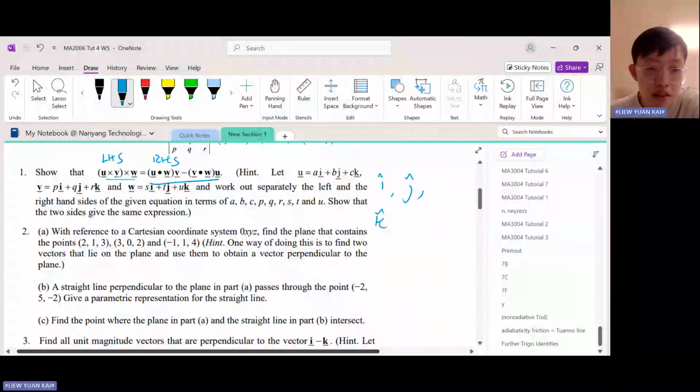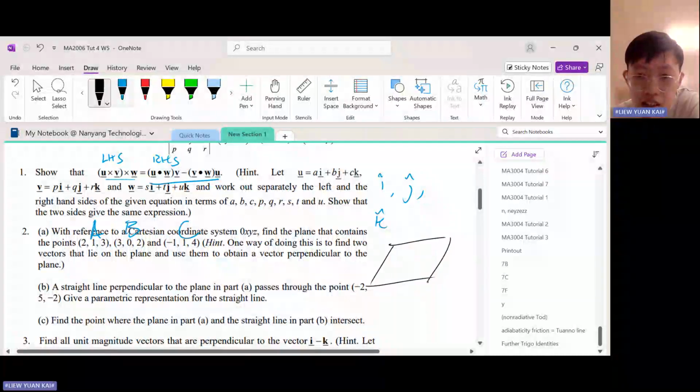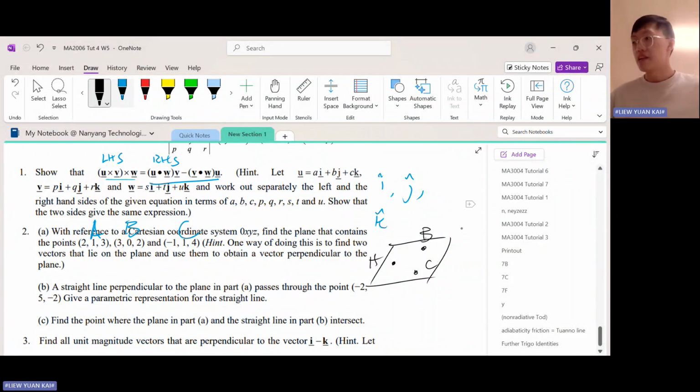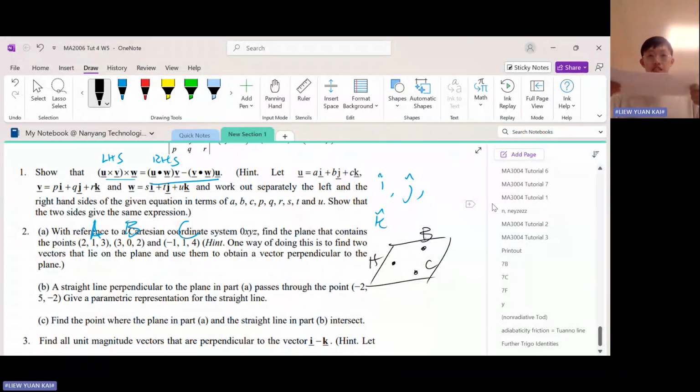Okay, so let's call these points A, B, and C. So what the question is saying is, we want the equation of the plane that contains these 3 points. This, and this, A, B, C. Okay, a plane is thought to be like a sheet of paper. Okay, a black sheet of paper.